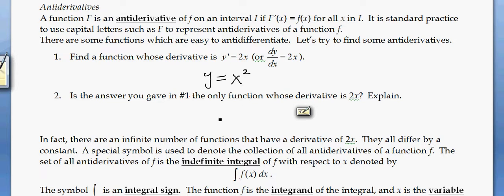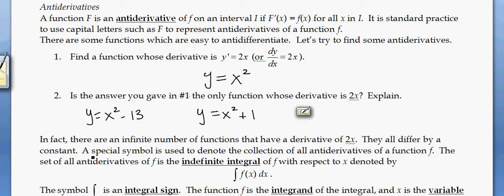Now, you might quickly realize that that's not the only choice, because if I said that the derivative of x squared plus 1 was 2x, that would also be true, right? Or y equals x squared plus 7, or any other number, or even subtracting a number, y equals x squared minus 13. So in fact, there are an infinite number of functions that have a derivative of 2x, right? And they all differ by a constant, plus 1, minus 13, etc.